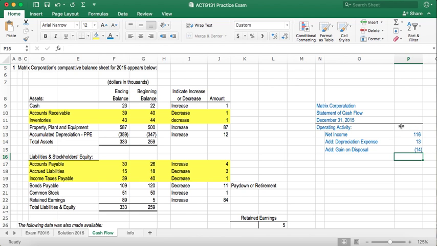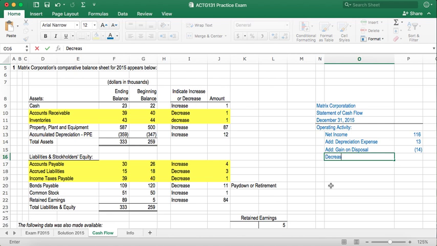So we have our net income, our depreciation expense, and our gain on disposal. The next items we're going to work with are the current assets. So we'll start with accounts receivable. We have a decrease of accounts receivable.